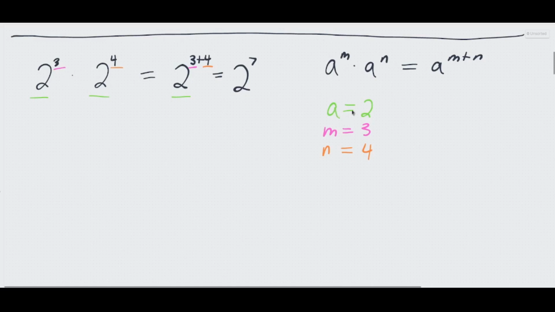So if we assume that A is equal to 2, well then any place where we have A in this equation, we should have 2 with our actual numbers. And then that would be the left side of the equation, and this would be the right side of the equation where we have just one A. And then M is the first exponent, which is 3 here, and N is the second exponent, which is 4 here. And now, basically what I want to do is just test out, does this work?